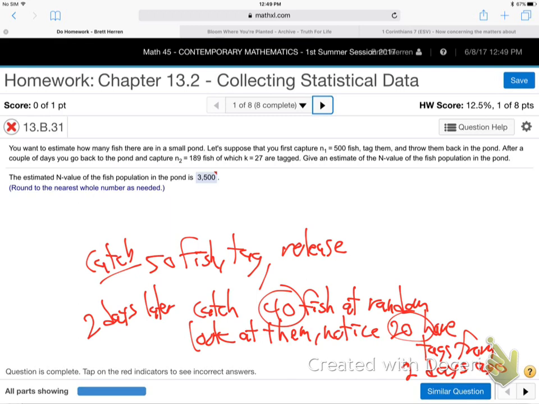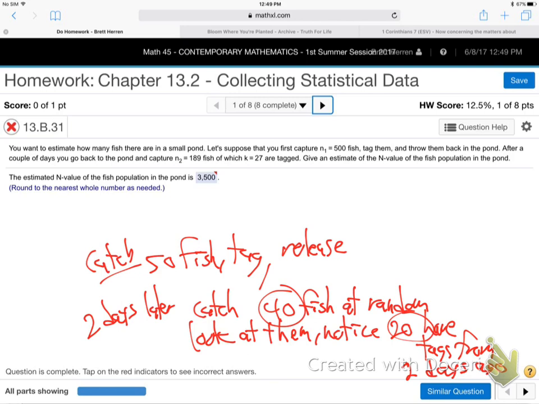You know how many have tags. You tagged them yourself 2 days ago. 50 have tags. And half the fish have tags. So how many fish in the lake? 100 fish, approximately. Do you see that? See how we can get an estimate that way? Just like polling. Do you see that?